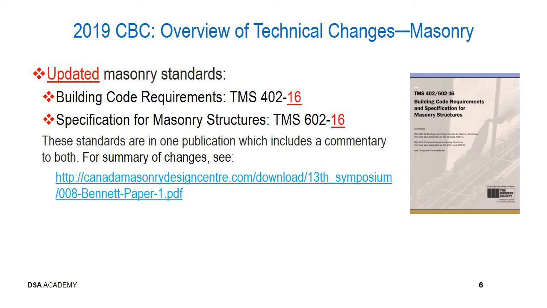For masonry, there are some updated masonry reference standards now. The building code requirements are in TMS 402-16, updated from the 2013. The specification for masonry structures is still TMS 602, but now it's the 2016 edition, compared to the 2013 previously. Both of these standards are in one publication, and it also includes commentary for both of these. If you'd like to see a summary of the changes, you can refer to the link provided.